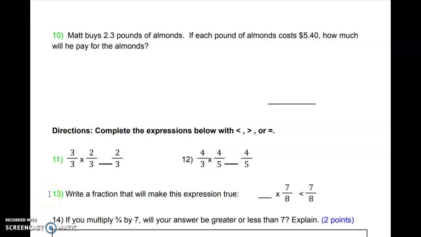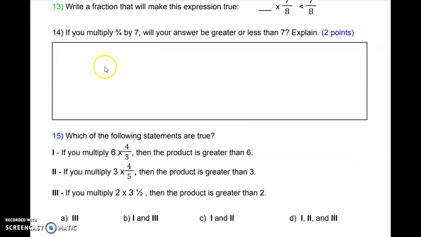Number 13, write a fraction that will make this expression true. So I need to put a fraction here that when I multiply it by 7/8, my answer is less than or smaller than 7/8. So what fraction could I put here to get an answer that is less than or smaller than 7/8? Number 14, if you multiply 3/4 by 7, will your answer be greater or less than 7?